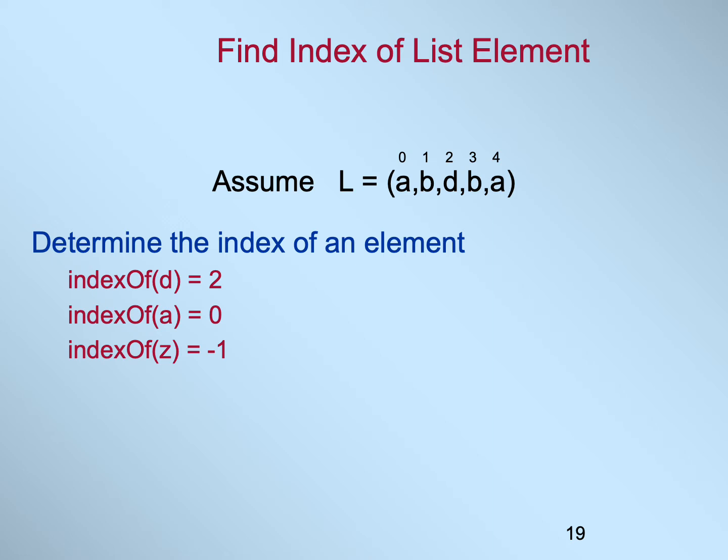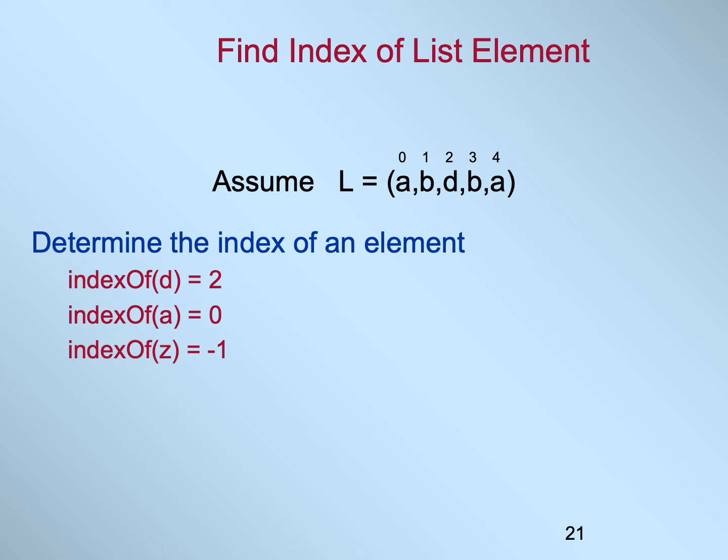To find the index of the list element, we can write indexOf, for example, the letter D. It will give us the index number, which is 2. If we want to find out what is the index number of the letter A, we can write indexOf A and it will give us 0. Even though in our list we have A, B, D, B, A, when we do indexOf A, it will detect the first A that it finds in the list. That's why it gives out 0, not 4.